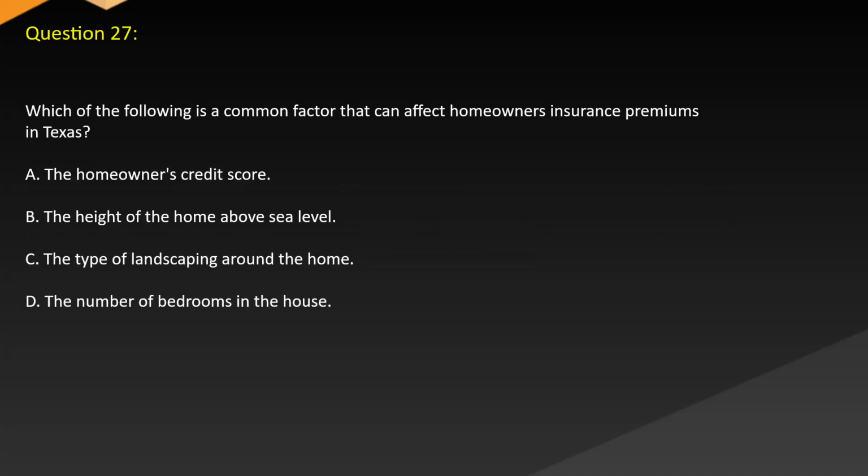Question 27. Which of the following is a common factor that can affect homeowners' insurance premiums in Texas? A. The homeowner's credit score. B. The height of the home above sea level. C. The type of landscaping around the home. D. The number of bedrooms in the house.